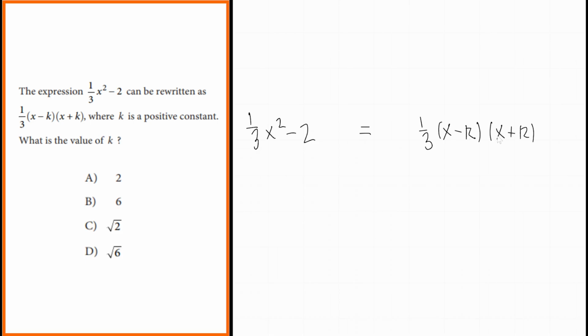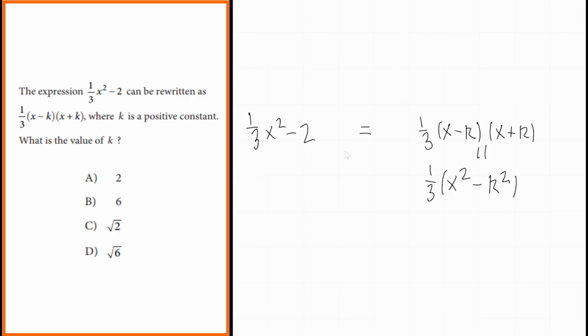We have (x minus k) times (x plus k). That is the product of the difference and sum of two variables, which of course is equal to a difference of squares. So in this case, x squared minus k squared. x squared minus k squared factors into (x minus k) times (x plus k). So this is actually equal to 1/3 times (x squared minus k squared).